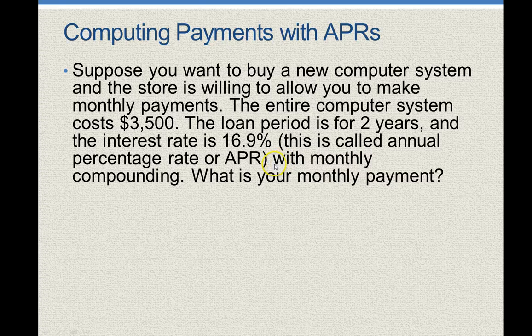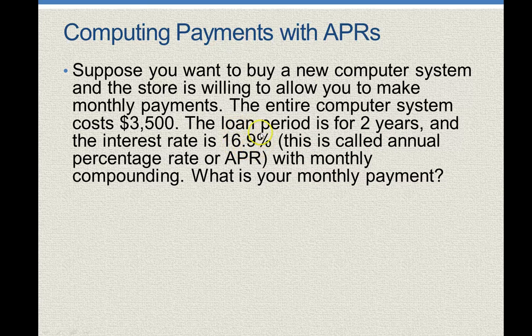So here we need to work with the monthly number, monthly payment. But other than that, I believe this question is straightforward to solve. The entire computer system cost is the present value. This is the amortized loan case, so this is the present value of the amortized loan, and here the loan lasts for 2 years. But then again, we have to work with months. So 2 years translates into 24 months. That's the number of payments for the loan.